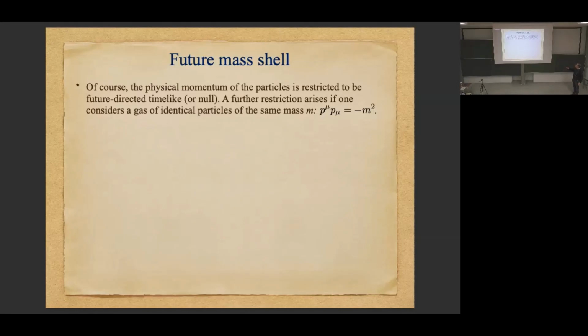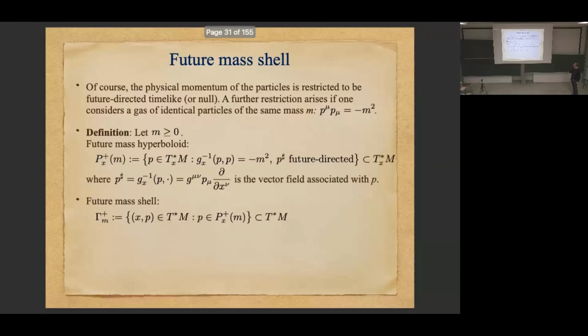Then this momentum is not arbitrary, but it should satisfy that p squared is minus m squared, where m is the rest mass of the particle. And that leads you to, so P should be restricted to what is called a future mass hyperboloid. So P is a covector and P squared is minus m squared. And then if you raise the index of P, so you construct the corresponding vector, this should be future directed, okay?